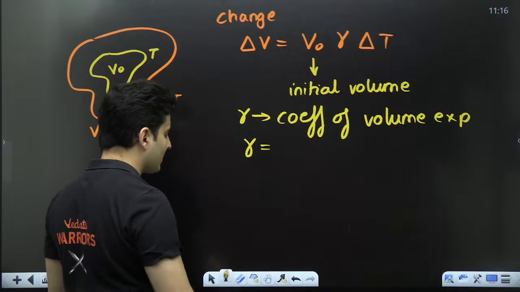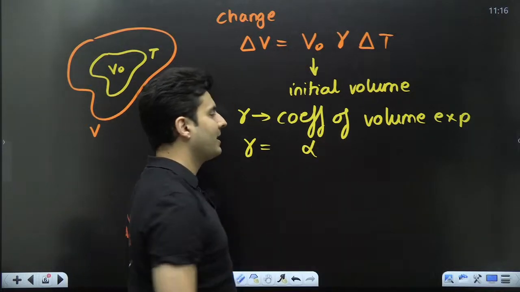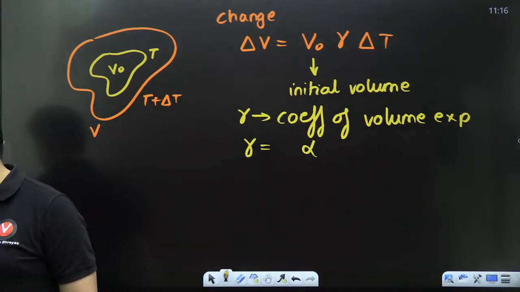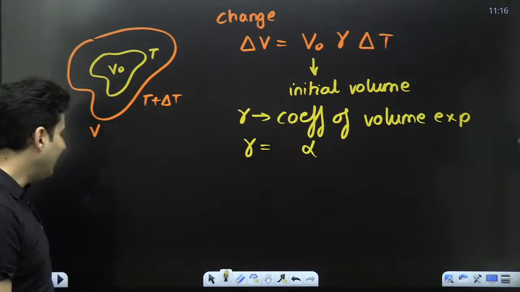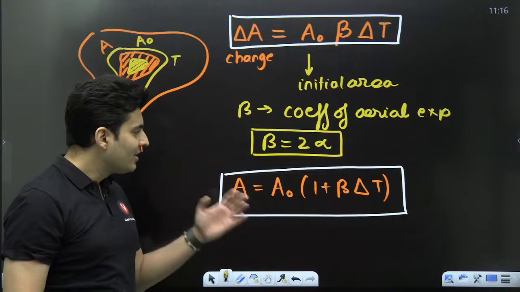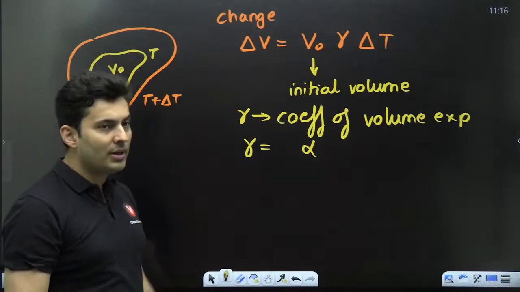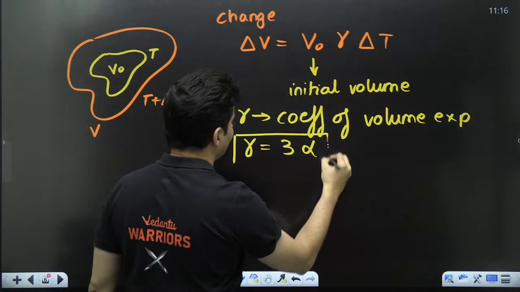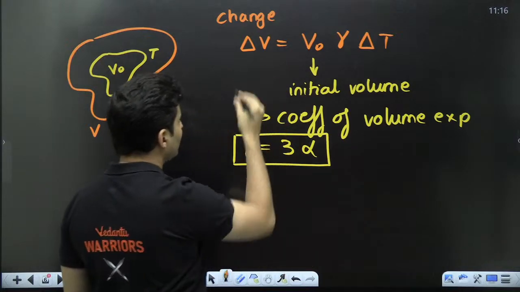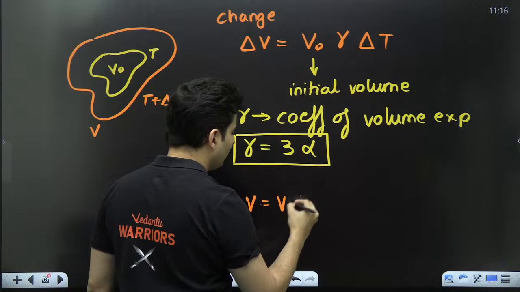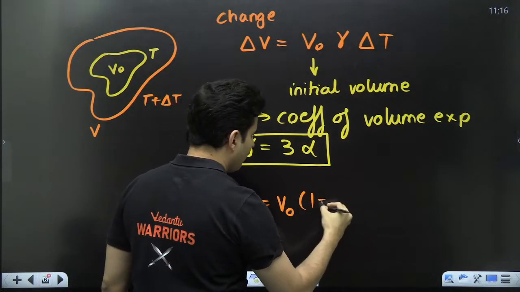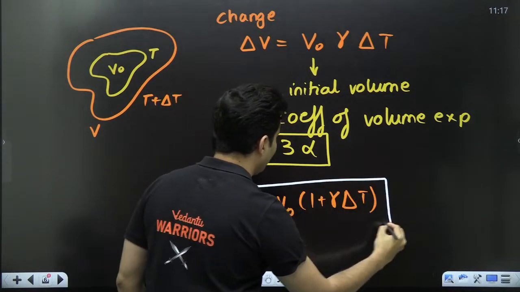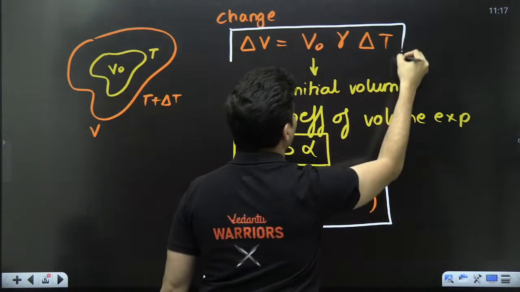And can you guess how many times is gamma of alpha? Put it up in the chat box. Want to see whether you know this or can you guess this at least. I just told you beta is area and area is 2 dimensions, so it is 2 times of alpha. So my dear students, for volume, what do you think it should be? Very good. Yes, it is 3 times of alpha. Exactly. Correct. And you can also write the final volume as initial volume into 1 plus gamma delta T. That is also okay. So again, these are your alternate formulas.